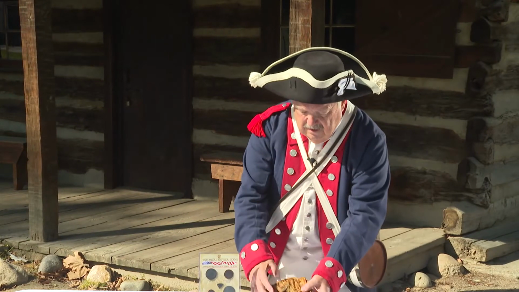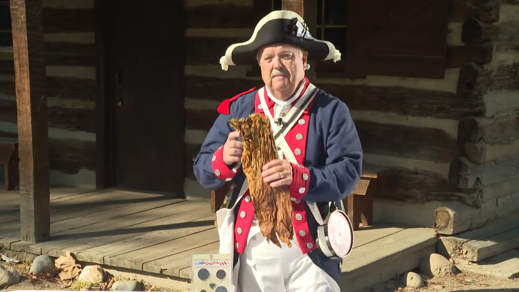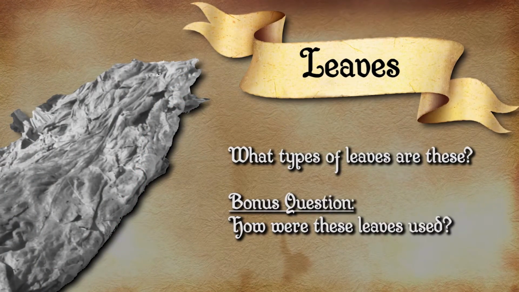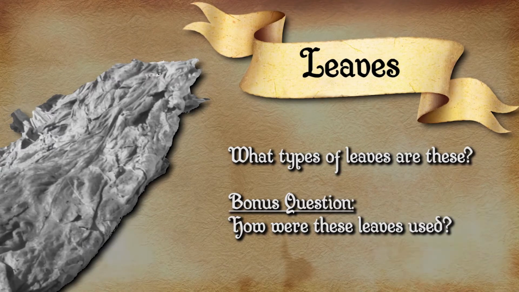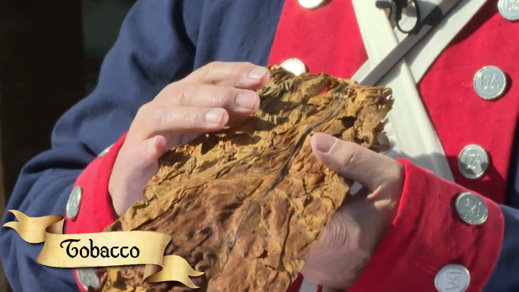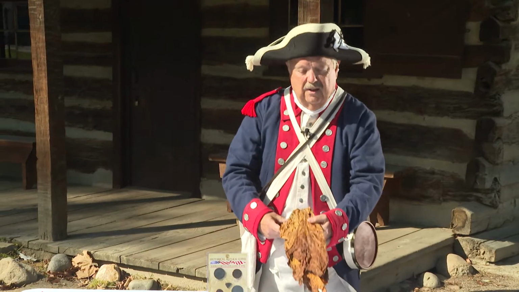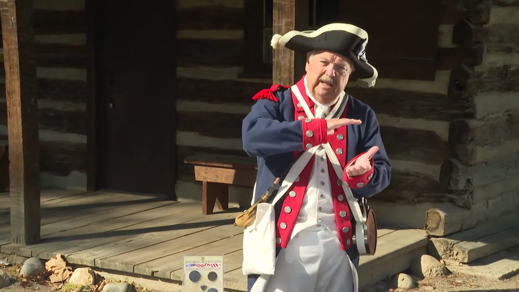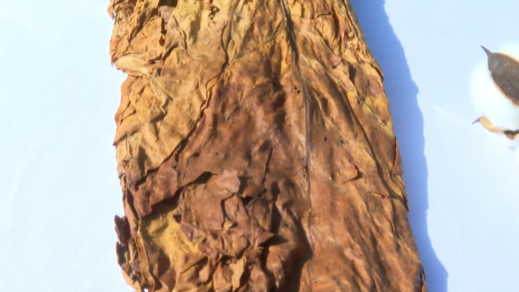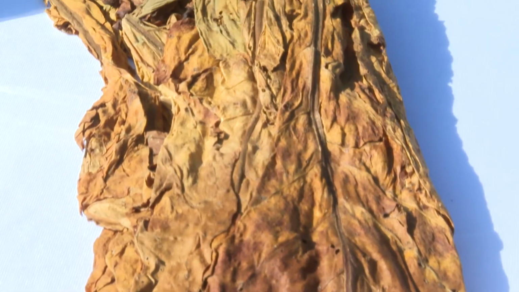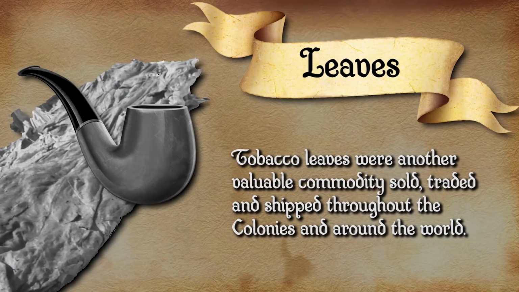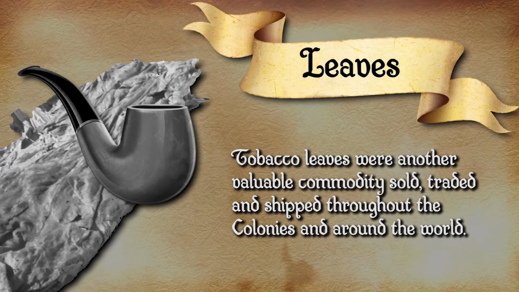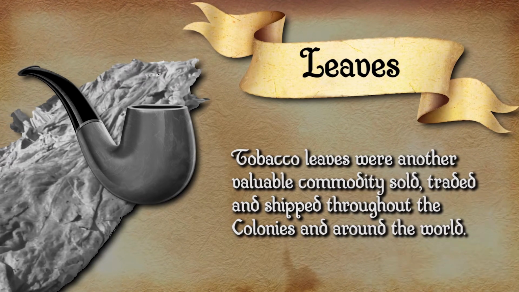Another product is these leaves. Does anybody know what these leaves are? These are actual real tobacco leaves from Virginia. The colonists would grow these, they would harvest them, they would put the leaves individually in barrels, stack them up, and then they could ship the barrels to other colonies, or they shipped them to Europe for use. You could take these leaves and roll them up to make cigars, or crumble them up and make tobacco to smoke in your pipe.